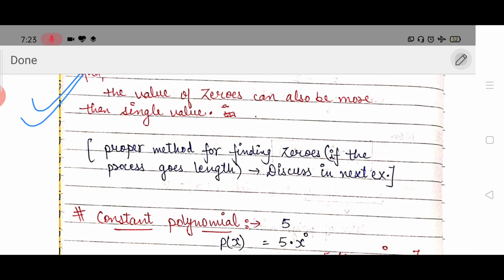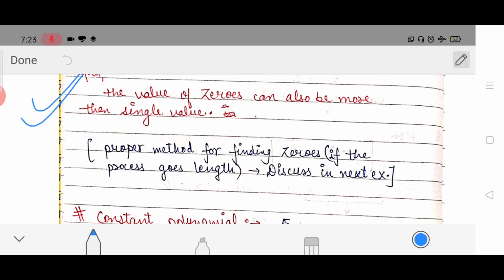Now you can ask: if you are given any polynomial equation, some complex type of equation, and you have to just find the zero, what can you do? You just have to put in values and keep trying. For example, you put 1, you don't get 0, you put 2, you don't get 0, you put 3, then also you don't get 0. So up to how many values will you have to calculate?